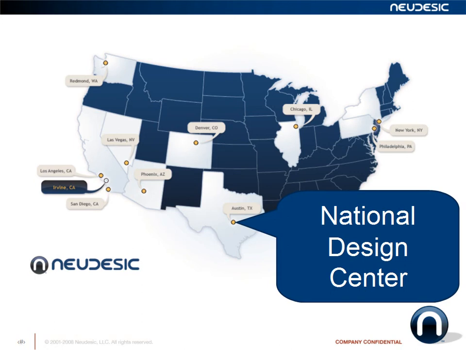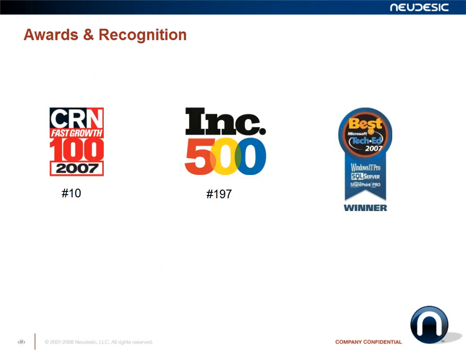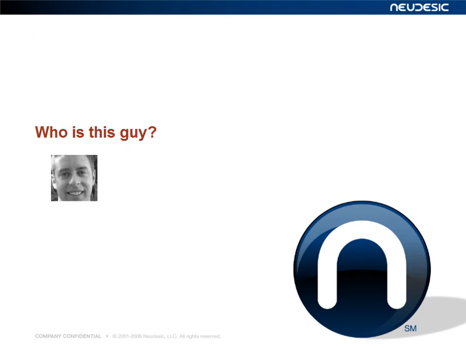We are Neudesic. We're based in 11 offices around the nation, and the National Design Center here is based in Austin, Texas. We actually serve all of those geographies, internationally as well. We've done that for quite a few customers, and there's a little sample there of some of the folks we've worked with, and we feel we can do it to a fairly high degree of quality, as judged here by CRN Inc. and TechEd.